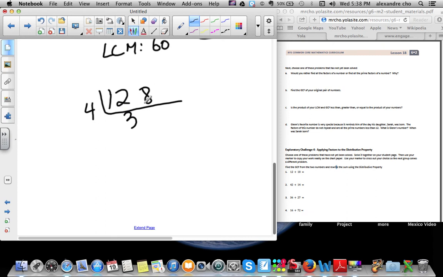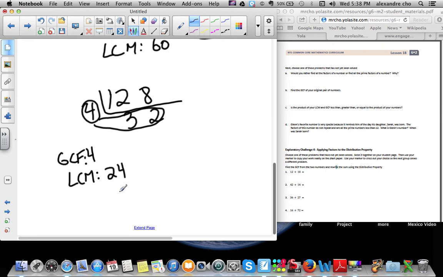That's fine. 12, this is 3, and this is 2. My GCF is 4, which is this guy. My LCM is all the numbers multiplied, which in this case would be 2 times 3, which is 6, times 4 is 24. So again, back to the statement. Is the product of my GCF and LCM, which is 4 times 24, which gives me, let's see, 96.